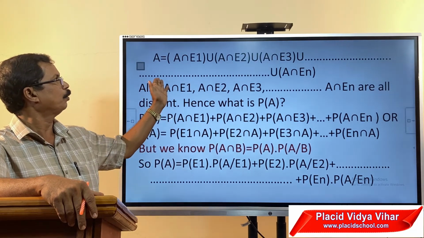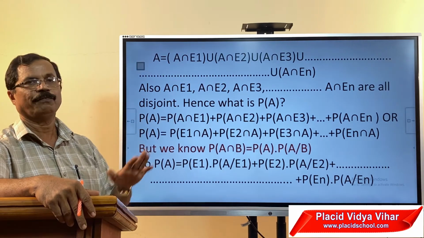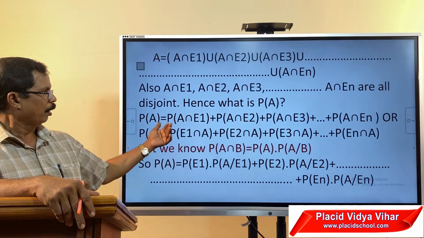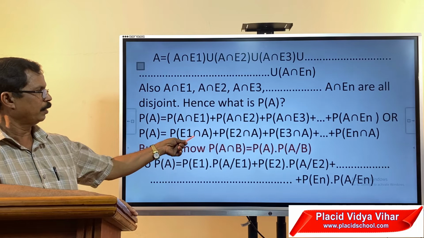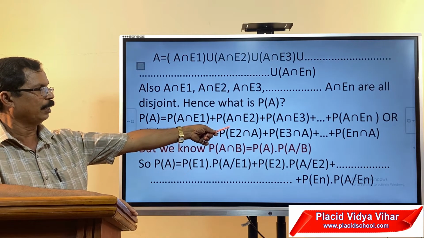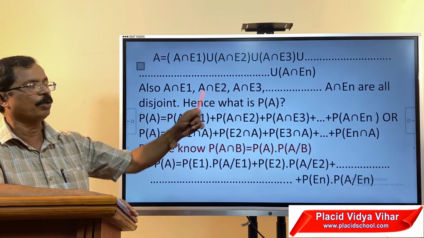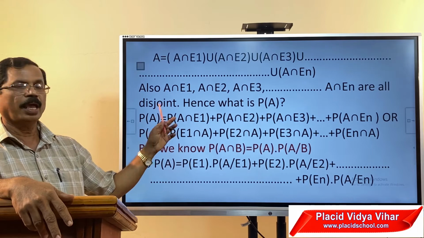The only thing you have to do is replace the union using plus. Then you will get P of A. Or in other words, you can write P of A is equal to P of E1 intersection A plus P of E2 intersection A plus P of E3 intersection A plus etc. up to P of En intersection A. That means we have interchanged the A and Ei.